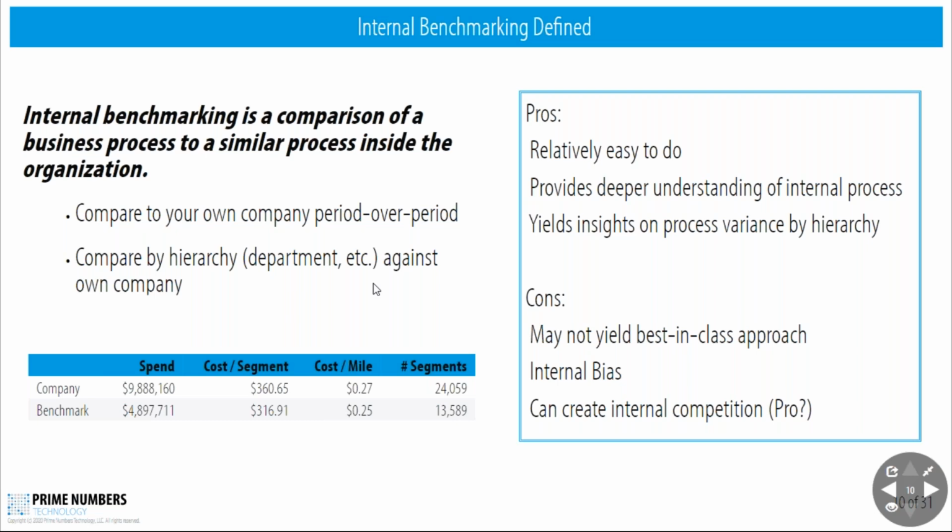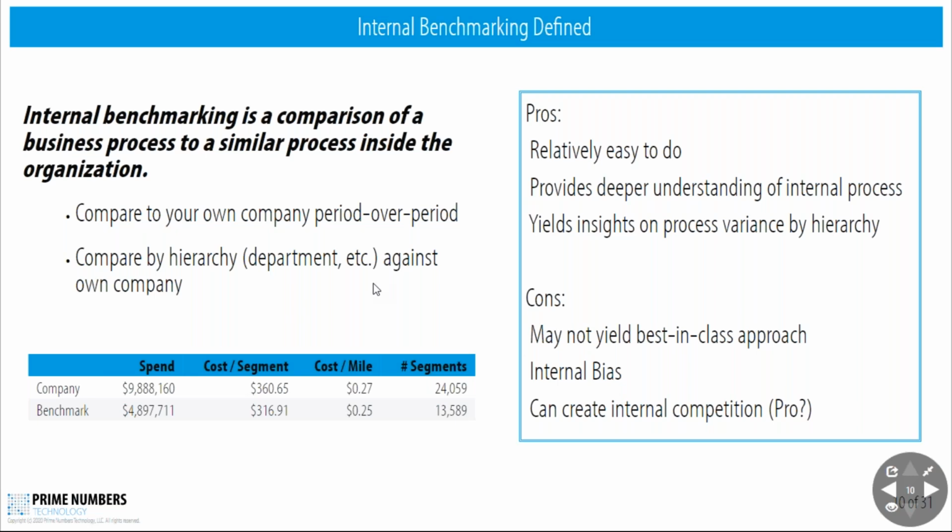The pros to using this approach: it's really easy to do. You can look at your data year over year. You don't necessarily need a benchmark data source. It provides a deeper understanding of your internal process. So essentially looking at growth, looking at specific markets that you entered, it allows you to look at what you're doing without any kind of noise from the outside world. It yields insights on process variance by hierarchy. That's a real fancy way of saying that by department, you might have variances depending on how that department functions and how they operate when they travel.